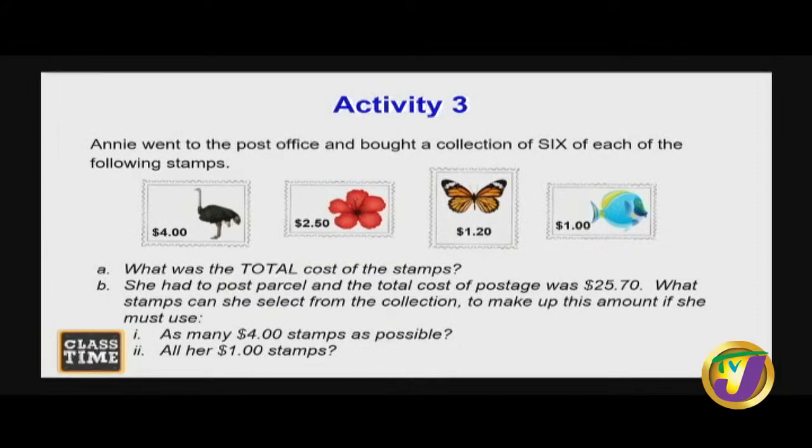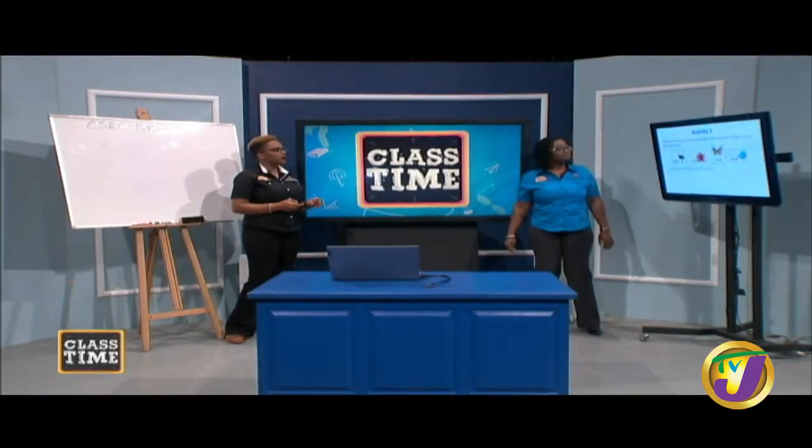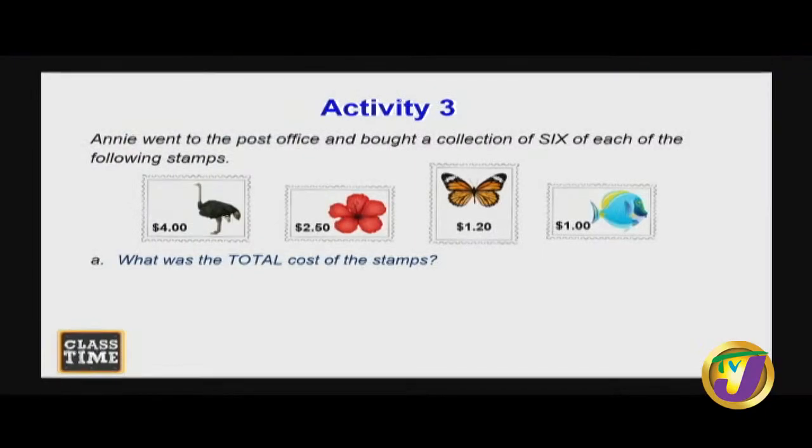So we're going to explore that in and of itself. Or another condition, she's posting the same package, but this time she needs to use all her $1 stamps. All right, that doesn't sound bad. Not bad at all, so let's talk. For the total cost of the stamps, what strategy are we going to use?